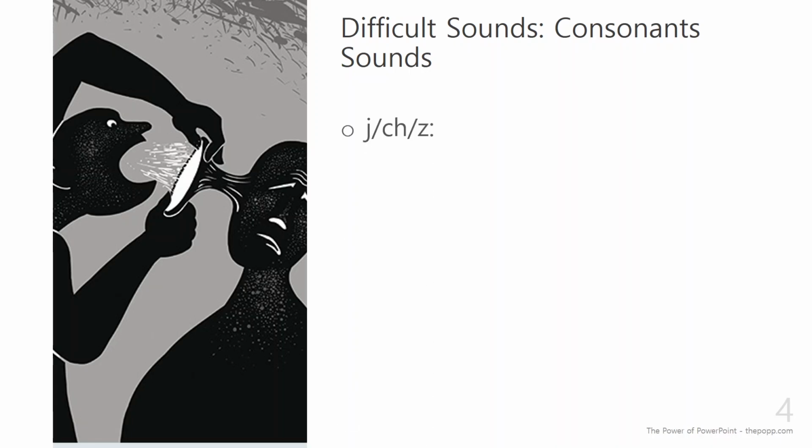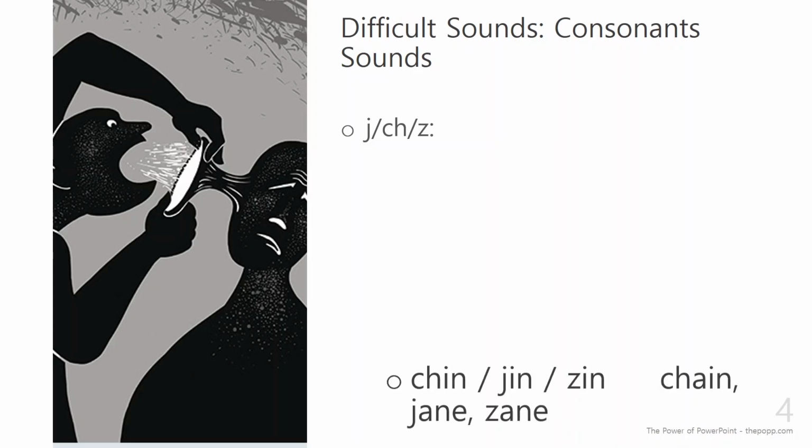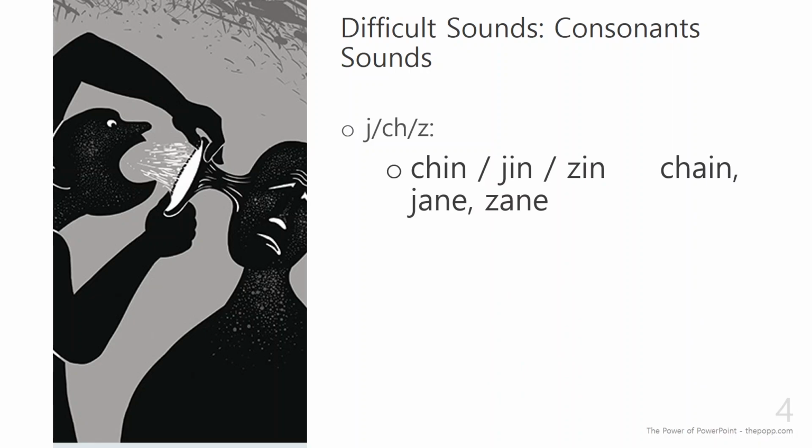So we have j, ch, z. So j, ch, z. So chin, jin, zin, chain, jane, zane. These can be difficult for Korean speakers to sound.